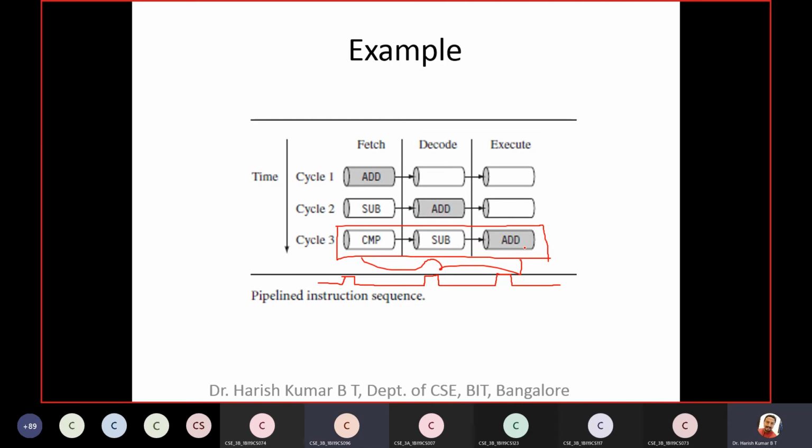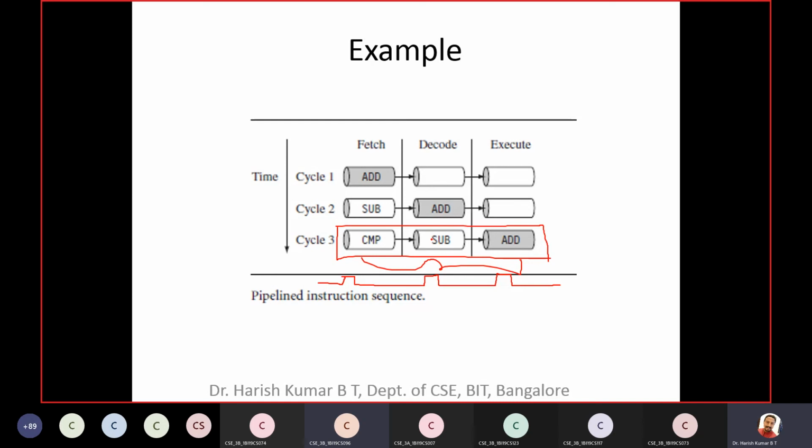It is not like multiple paths. It is only a single path. From here to here, you have a single path. Now, just go back to the second clock cycle. Add instruction was here, subtract instruction is here. In the third clock cycle, the new instruction compare should get into this. And by the time compare gets into this, the subtract should shift into this. Correct, right? And these things should happen simultaneously. Hope people are able to understand.